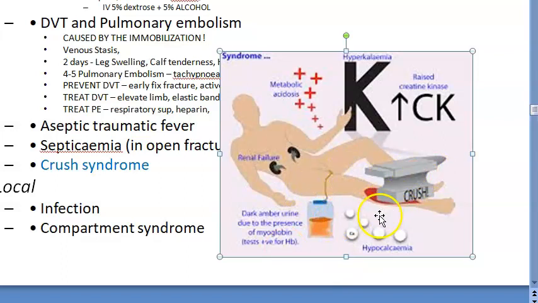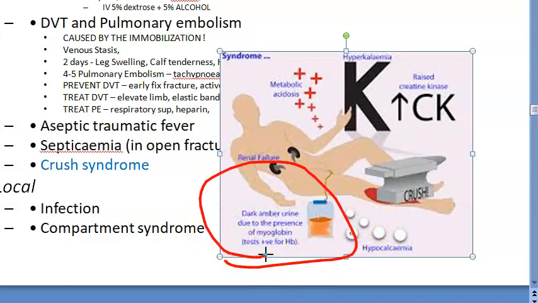So what happens? The myoglobin has come out of the muscles, right? And there is hemoglobin. So now it has become myohemoglobin, which you can detect in the urine. Dark amber urine due to the presence of myoglobin. There is test positive for hemoglobin. So this is crush syndrome.